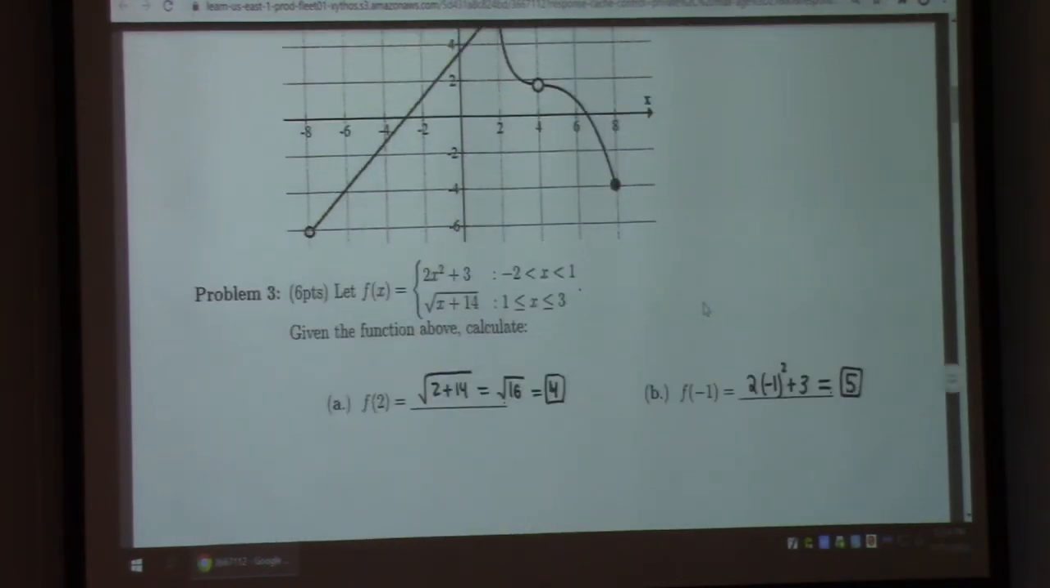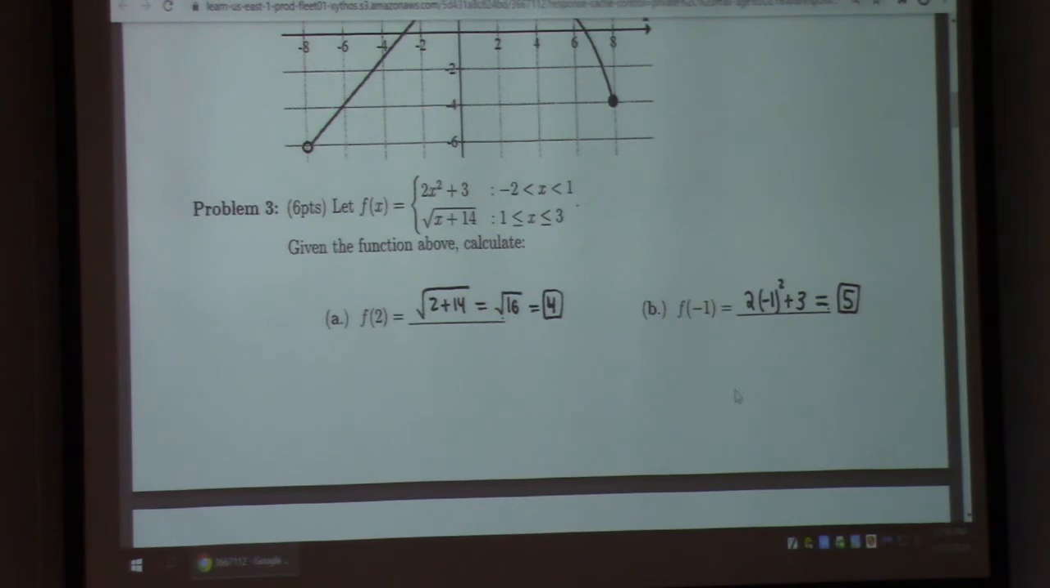A lot of wrong answers on problem 3. A function is single valued, right? Single valued. So if I give you a function and question and you give me back a pair of answers, this is not good. The way that we work these is we say, okay, f of 2, I have to decide which recipe we are going to follow. All right, so 2, which case is it? It's between 1 and 3, right? So that means I use the square root of x plus 14 formula. So square root of 2 plus 14, square root of 16, I get 4 for f of 2.